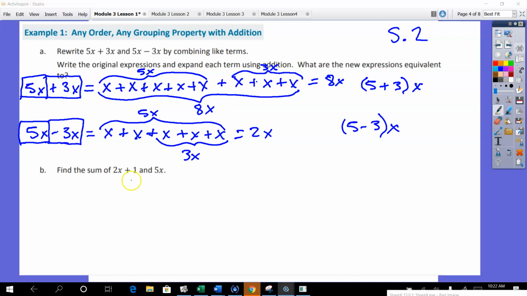In part B, it says find the sum of this and this. So this one was just rewriting these two separate expressions. This one we're taking and we're combining. So we're going to find the sum. So that's 2x plus 1 and, meaning we're adding it to it, 5x. So that's how we would write that. That would be our original expression. Okay. So with the associative property, we could regroup this. We could say 2x, because it all is addition, plus 1, plus 5x. Okay, so we're going to regroup and put that together. So this would be our associative property.